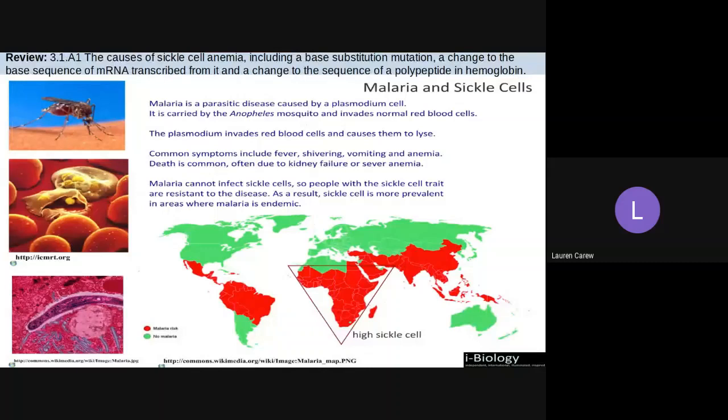It's a parasitic disease that is carried by a specific type of mosquito. What happens is that this parasite invades normal red blood cells and causes them to lyse, or basically to break. So the symptoms include fever, shivering, vomiting, and anemia. Death is common, often due to kidney failure. But what scientists have noticed is that malaria cannot infect sickle cells. So people with sickle cell trait are resistant to the disease. And they've noticed that sickle cell is more prevalent in areas where malaria is found or more common.